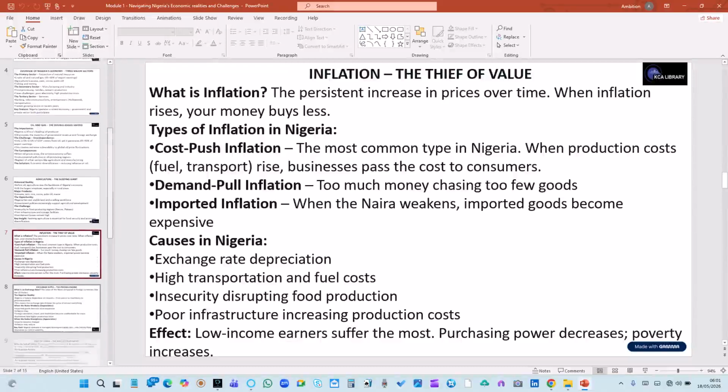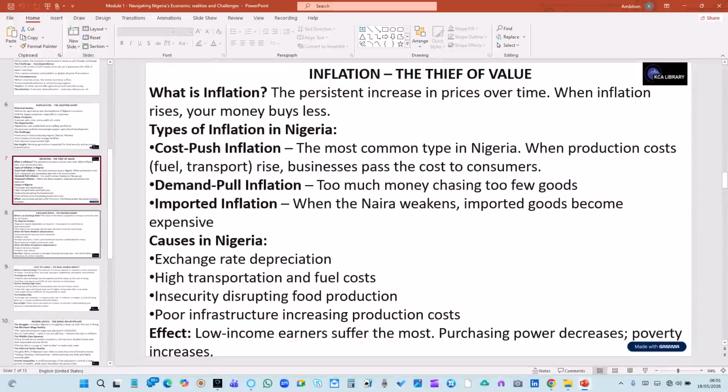Having known that, let us now look at inflation, which is the thief of the Nigerian value. What is inflation? Inflation refers to the persistent increase in the price of goods and services over a given period of time. When inflation rises, your money buys less.